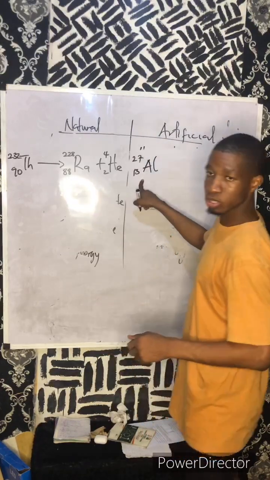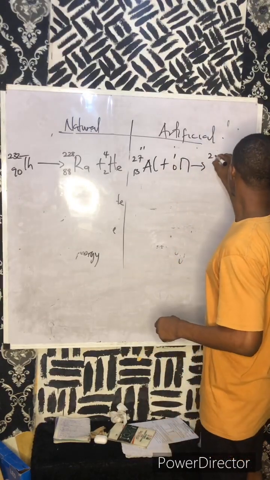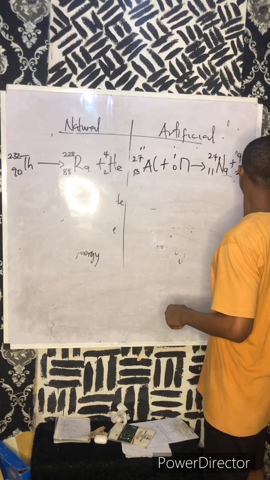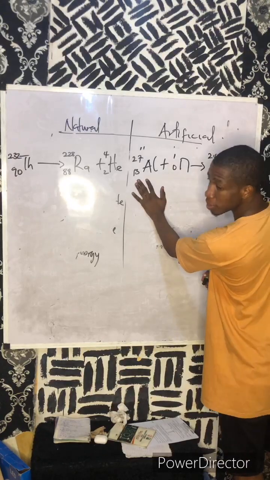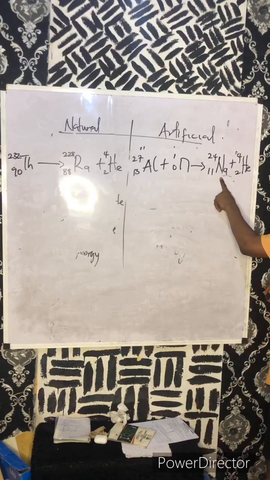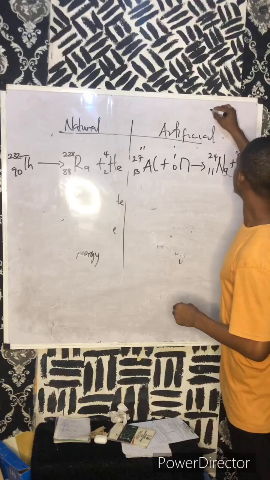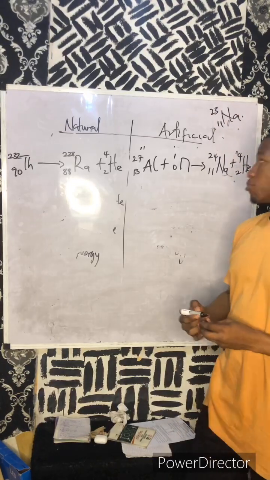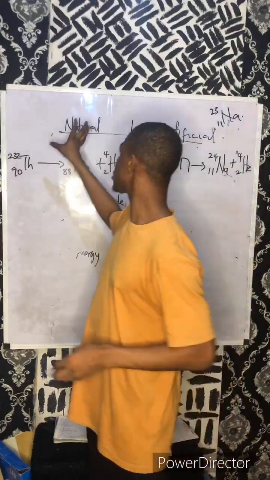But in artificial radioactivity, you have aluminium, which is a stable nucleus, being bombarded with a neutron to give us sodium and helium. That's an isotope of sodium. Sodium is naturally sodium-23 (11), but that's an isotope of sodium. So this is artificial and this is natural.